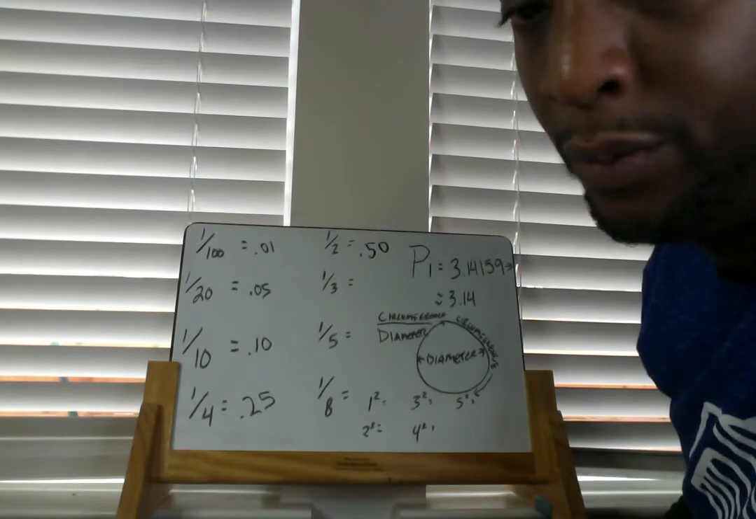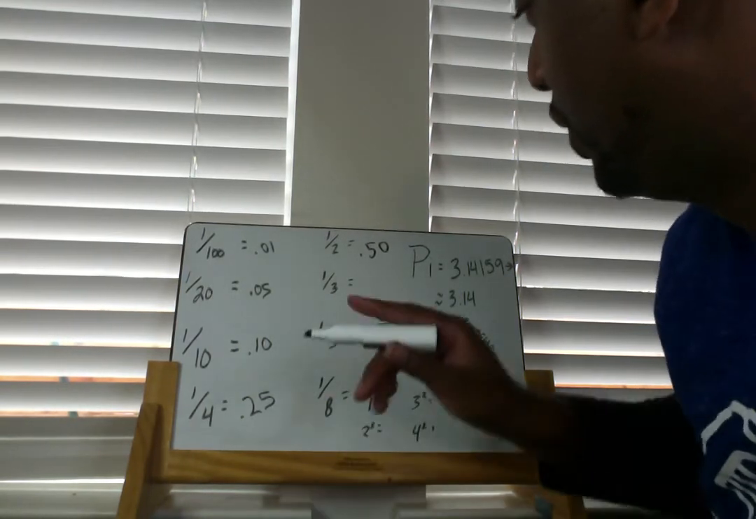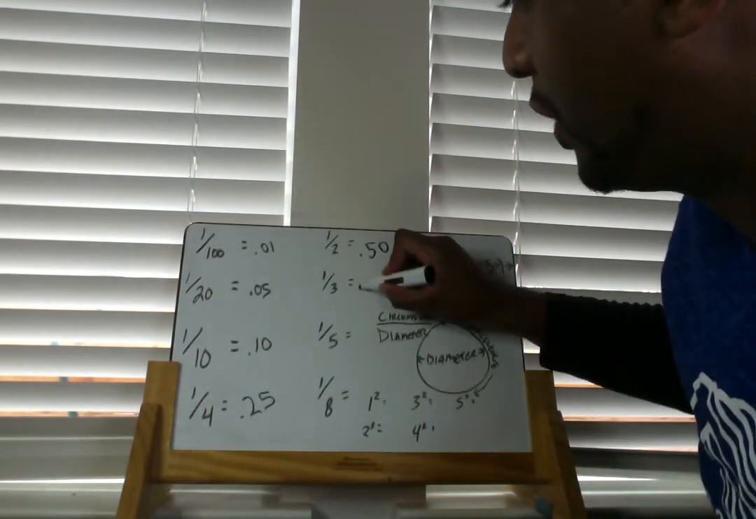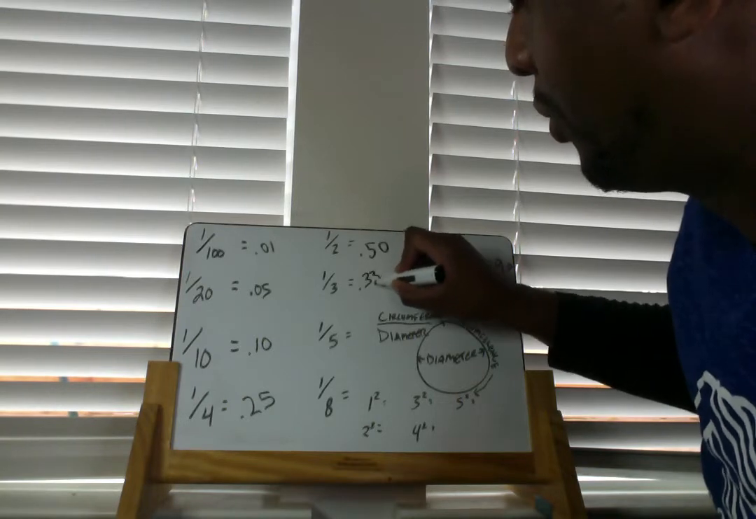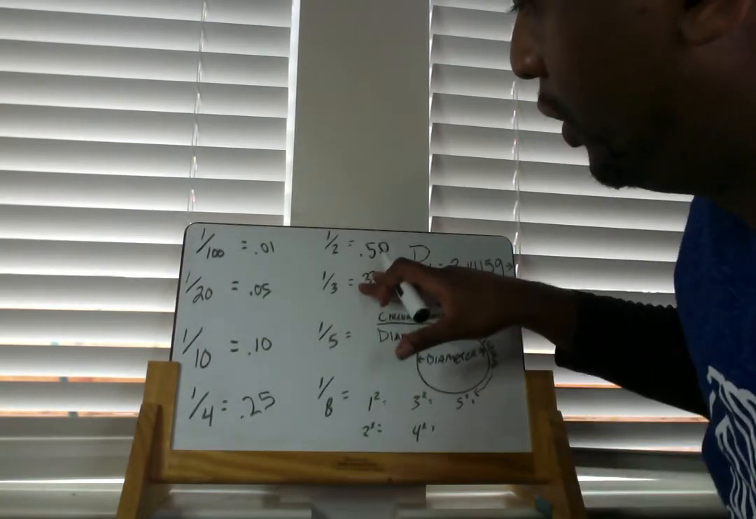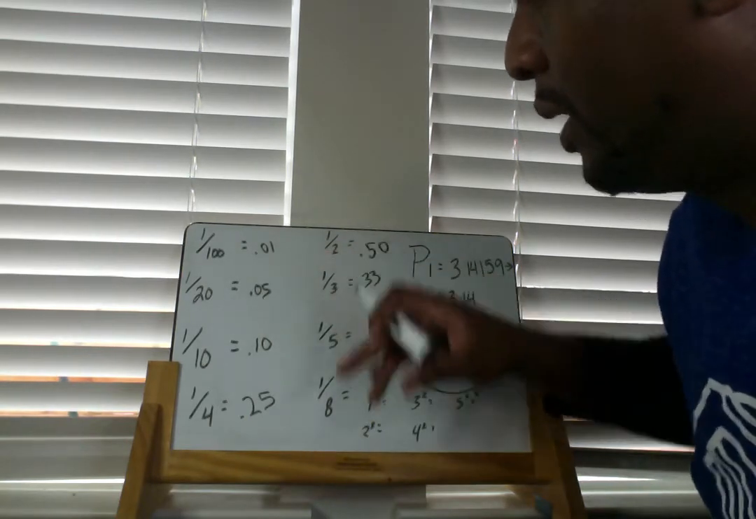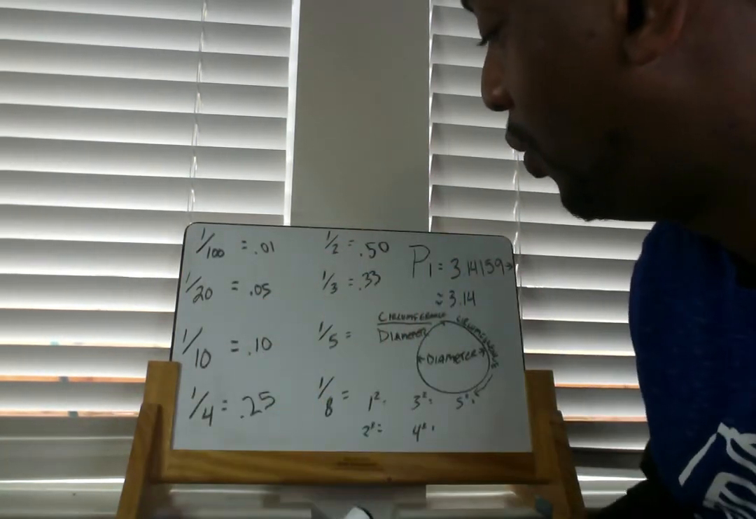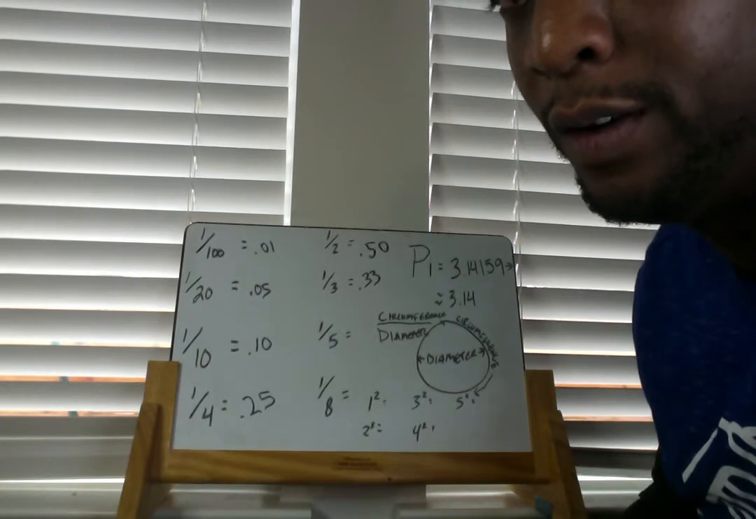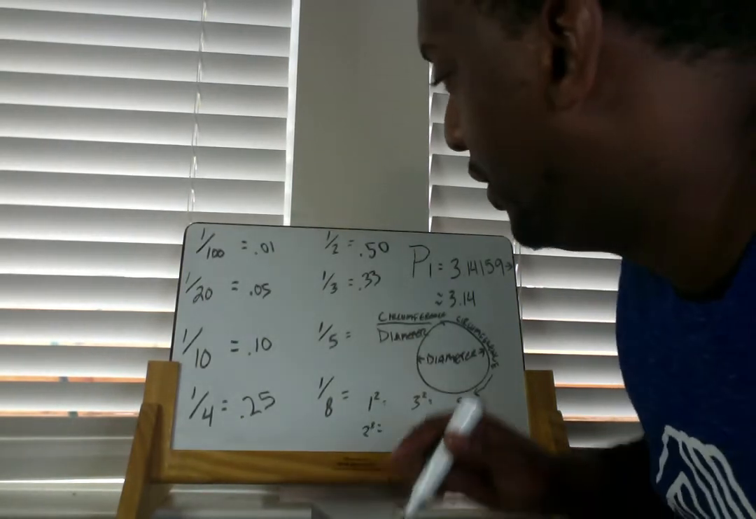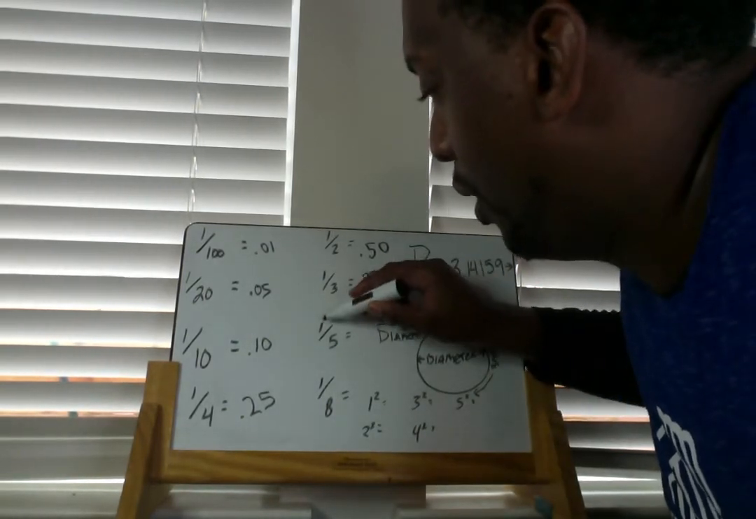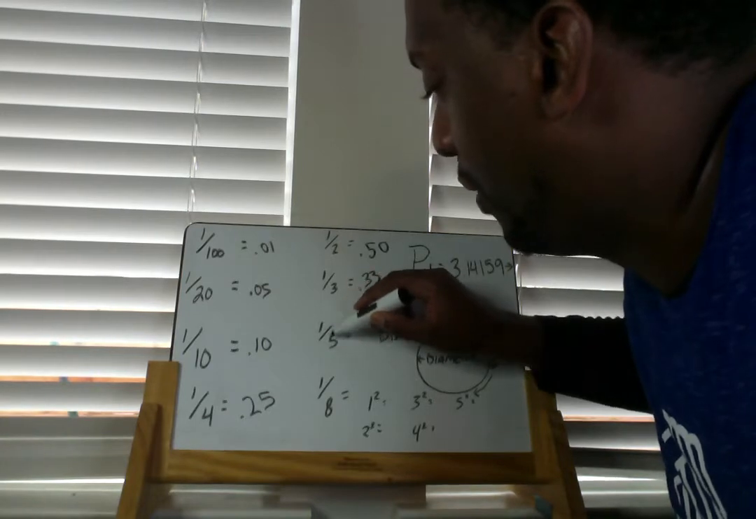1/3 is an interesting number. It's a continuing number. It's actually 0.33, but technically this 3 goes on forever. So that's very interesting. And 0.33 repeating never really makes it to 1. It makes it to 0.99 going on forever. So numbers are fun and interesting. Mr. Royce likes them.